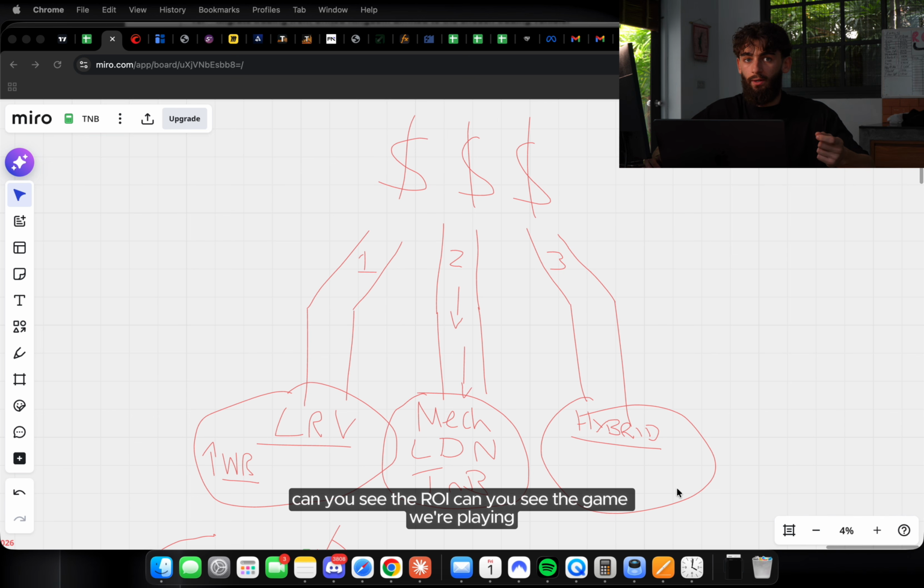Can you see the ROI? Can you see the game we're playing? And that's not even factoring in, what about if all 3 models win at the same time? This is why we split up our funds in between different probabilities.